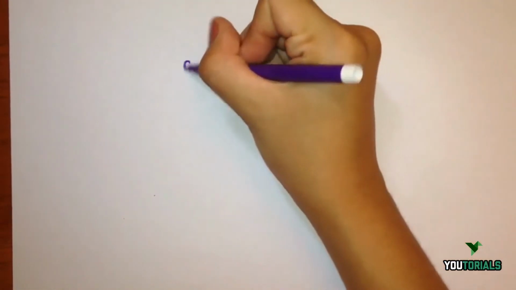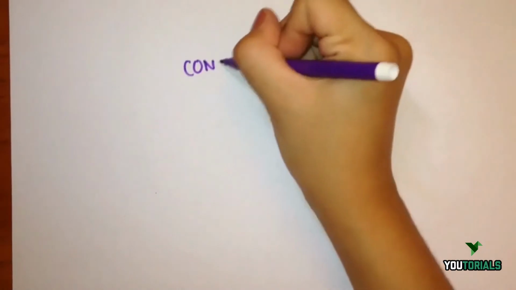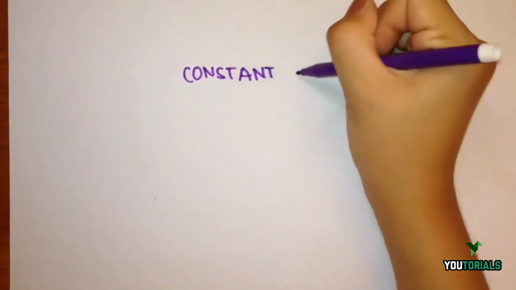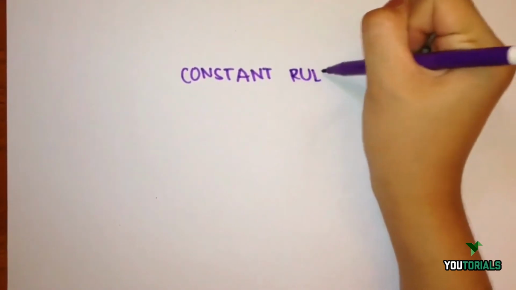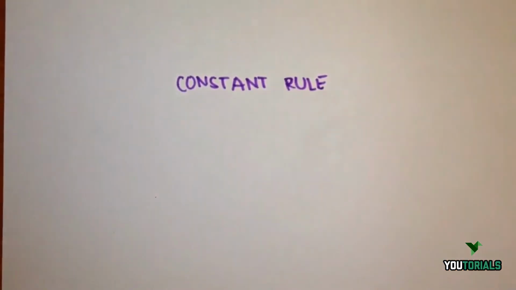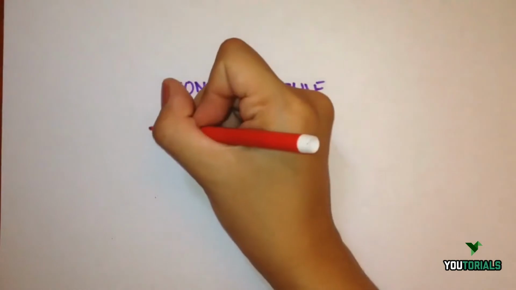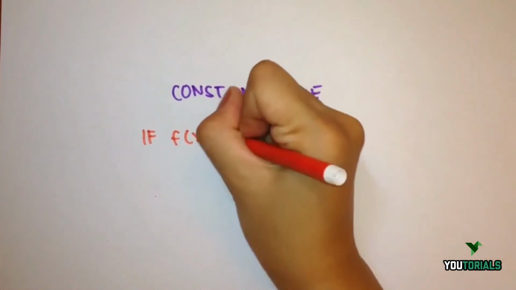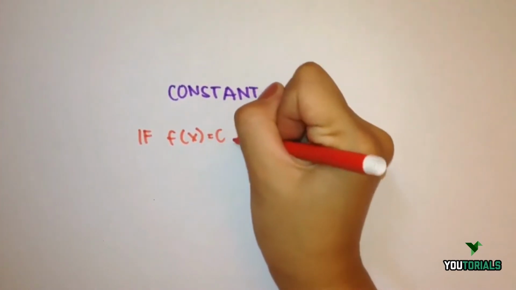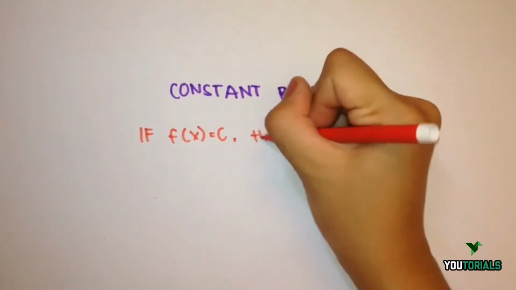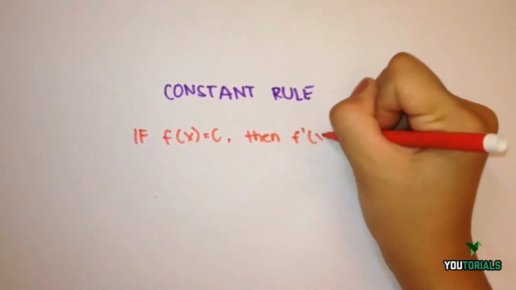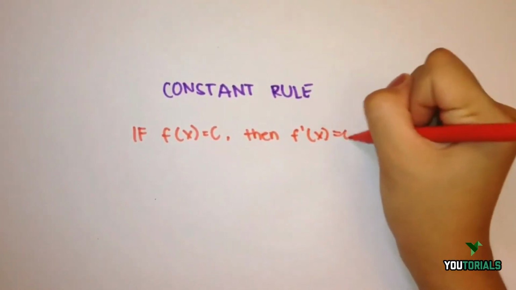Let's start. First rule we have is the constant rule. The derivative of a constant c is 0. So, if you have any constant or any number, the derivative of that number is 0. So, if f of x is equal to c, then f prime of x is equal to 0.